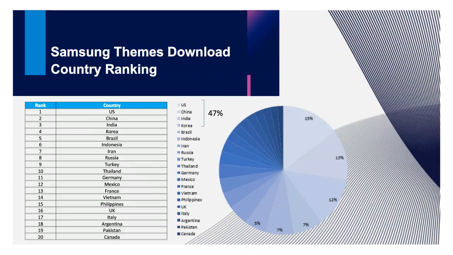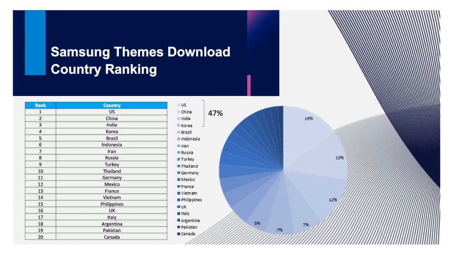When we look at the downloads, this now includes free downloads. We can see that USA, China, India, and Korea make about 50% of the downloads. So if you want to target the top markets, you can think about what themes, topics, and seasonal content people in these countries might find useful.